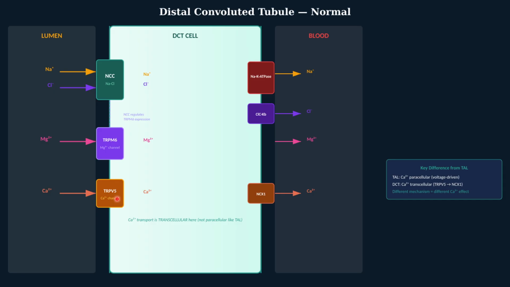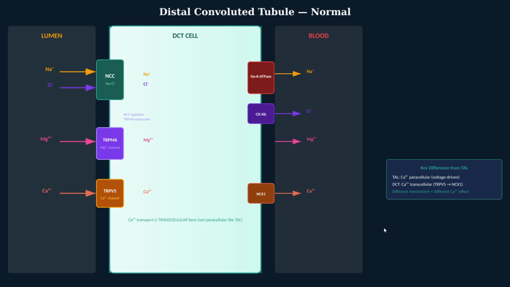Both of these are transcellular, meaning the ions go through the cell, not between cells. Here's an important connection. NCC activity actually regulates TRPM6 expression. So when NCC is working normally, it maintains TRPM6 on the cell surface. The cell says NCC is active, everything is fine, keep TRPM6 expressed. On the basolateral side, the sodium-potassium ATPase handles the sodium, CLC-KB handles the chloride, and NCX1 exports calcium to the blood.